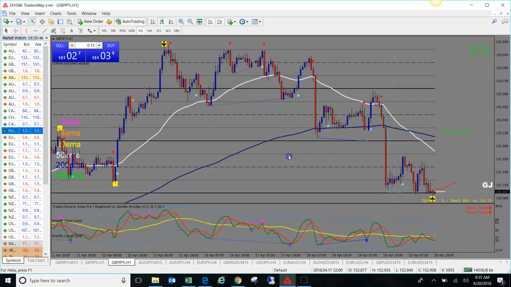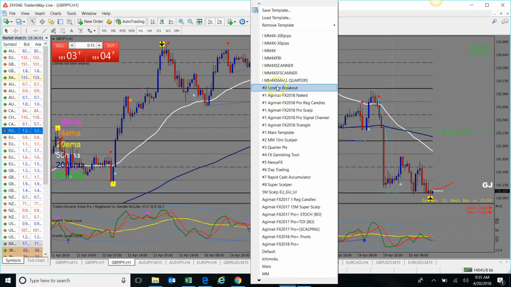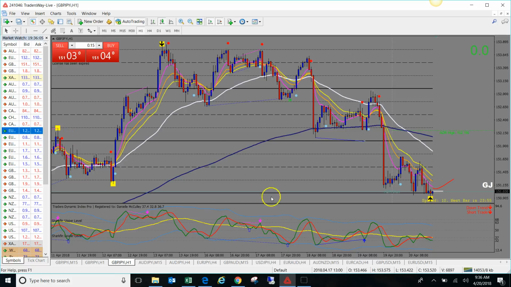But if you want to use it for scalping, you can use the 8 and the 20, or you can use the 14 and the 50. So let's look at those real quick. I'm going to put all those back on here. Okay, so let's look at the 8 and the 20.